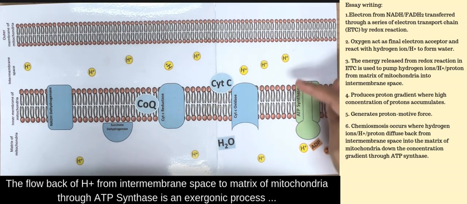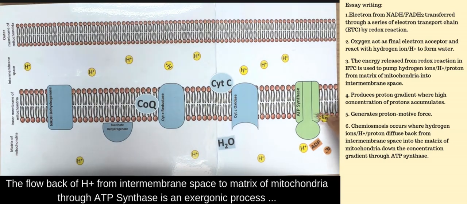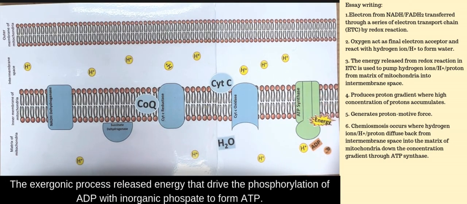The flow back of hydrogen ions from the intermembrane space to the matrix of mitochondria through ATP synthase is an exergonic process. The exergonic process releases energy that drives the phosphorylation of ADP with inorganic phosphate to form ATP.